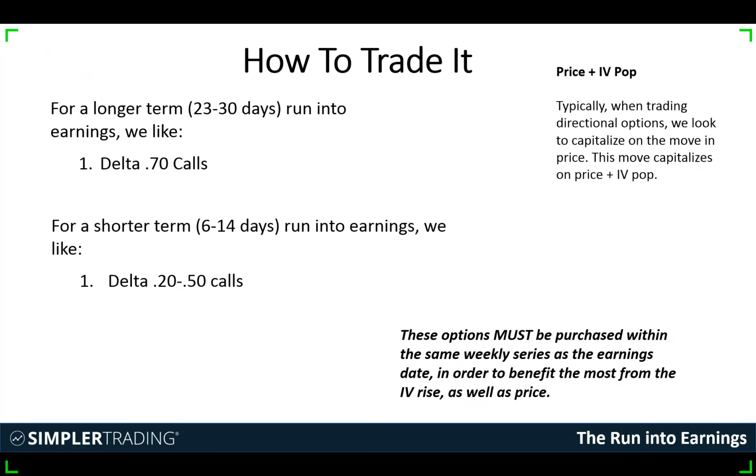HG, if you want to add anything, go for it. I'm going to pass it over to Henry in a bit to go over the new setups. So, how to trade it.